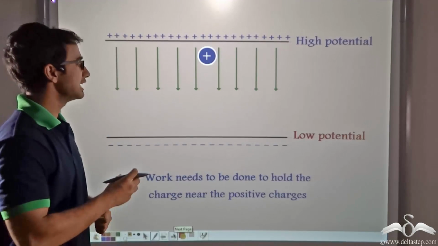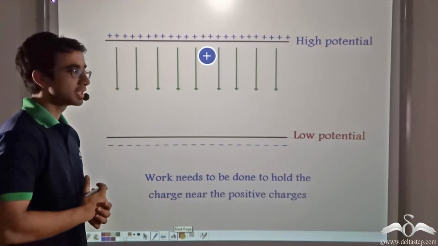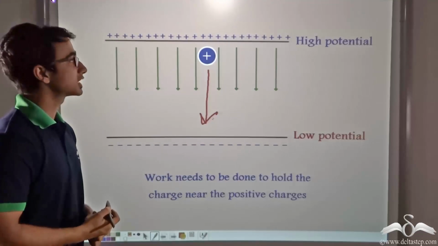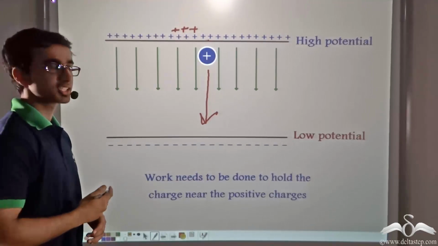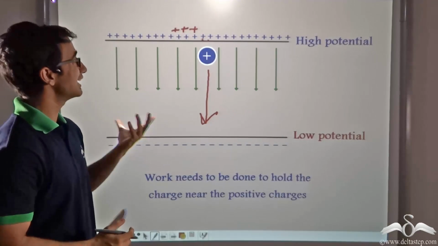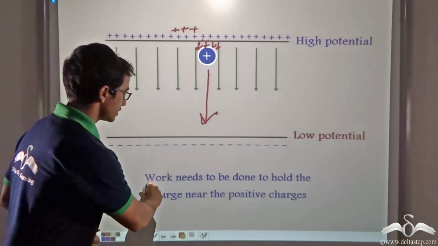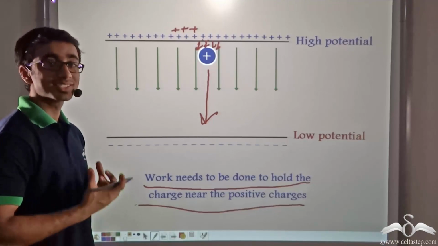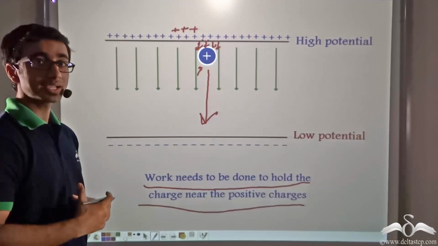You will notice that if I move this charge from the negative plate to the positive plate, I cannot just leave it there. Why? Because the moment I leave the charge, this charge will immediately fall back down to the negative plate because of the repulsive forces of the positive plate. So if I have to hold the charge near the positive plate, I have to do a certain amount of work because I am doing it against the electric field, and there is constant repulsion by this electric field. So work needs to be done to hold the charge near the positive charges, and this work done is translated into the potential energy of this positive charge. So now let us find out how we can define potential energy.